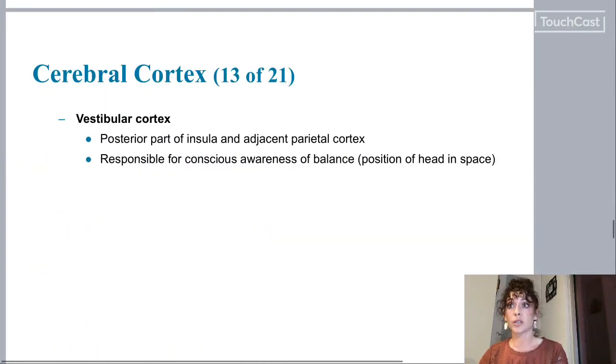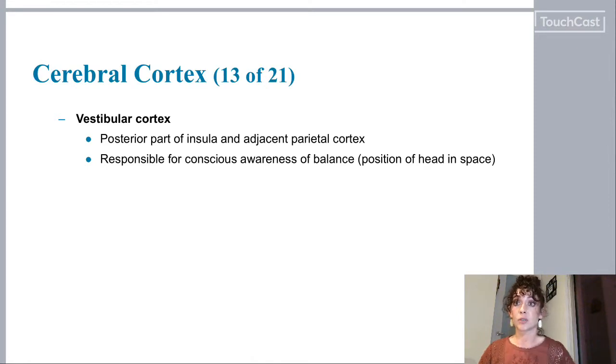Our vestibular cortex is going to be the posterior part of the insula, so remember deep inside, and it's going to be adjacent to the parietal cortex. So this is going to be responsible for our conscious awareness of balance, so position of your head in space. If you've ever had a head cold or an ear infection or a lot of fluid behind your ears, you'll notice that your balance is off, or it makes that really difficult. Or different substances can also affect our vestibular cortex and affect our balance.